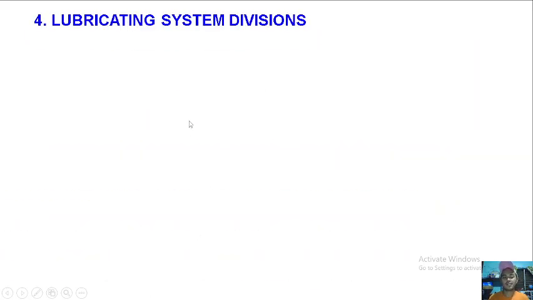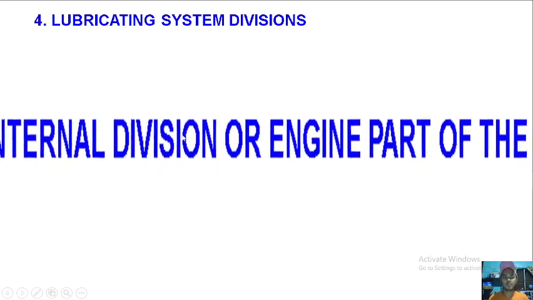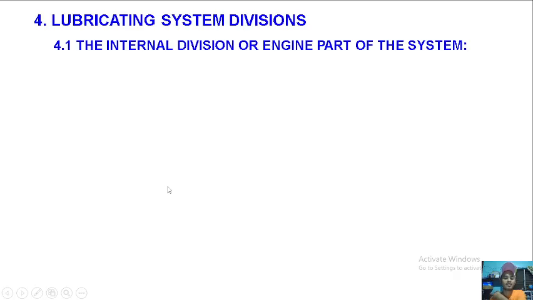What are the different divisions of the lubricating system? We have the external and the internal division, or engine part, of the system. Part of the internal division are the passages and ducts and piping, the crankshaft, the piston, the camshaft, the bearings, and everything inside the engine.